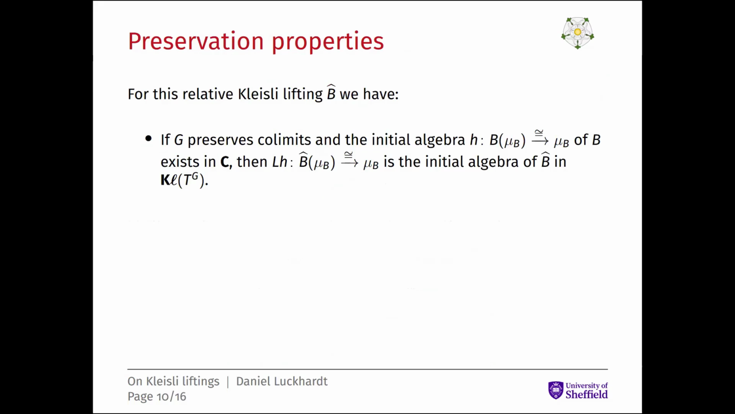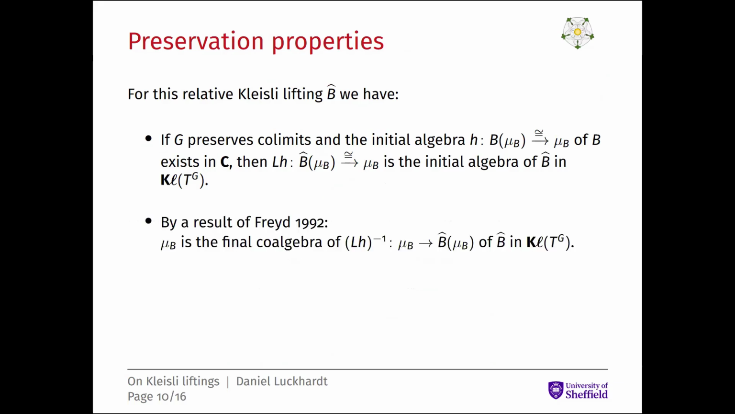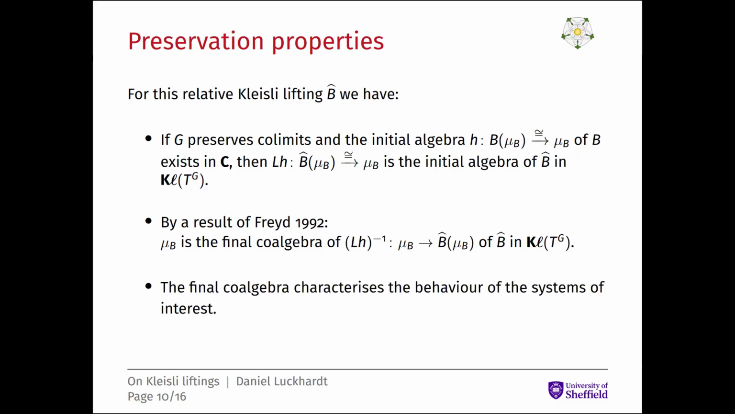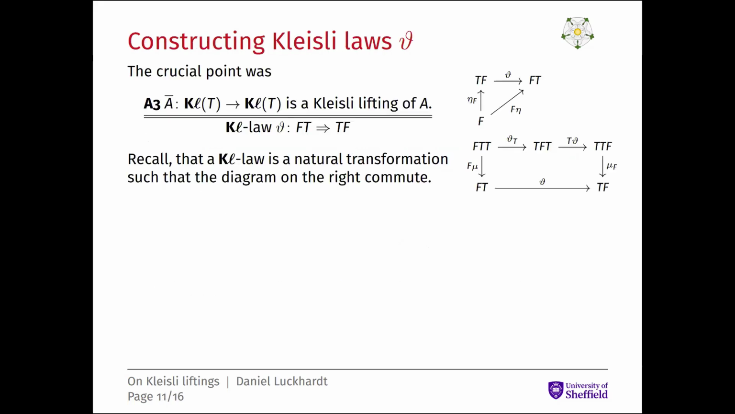But before I come to our results there, just let me summarize what we can show. If this G preserves colimits, we can prove that there is an initial algebra, and then by some known results of Wright, this also automatically gives us the final coalgebra, and this final coalgebra, as we saw, describes our language equivalence. But now let's return to this A3 condition, this Kleisli lifting. It's well known that this Kleisli lifting actually corresponds to a so-called Kleisli law.